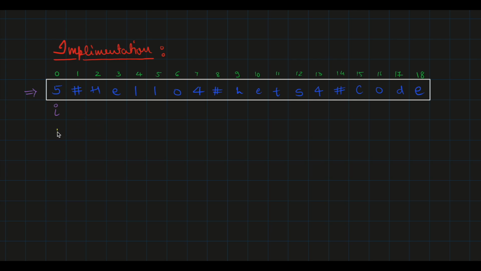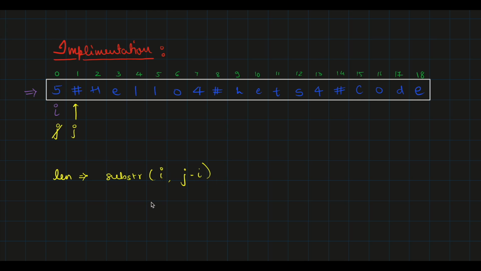So we'll use a variable j that starts from i, and it will be traversing until it gets a hash symbol. So j from here, it will go to here. Now as we can see, j finds a hash symbol. So the length will be a substring starting from the ith index of length j minus i.